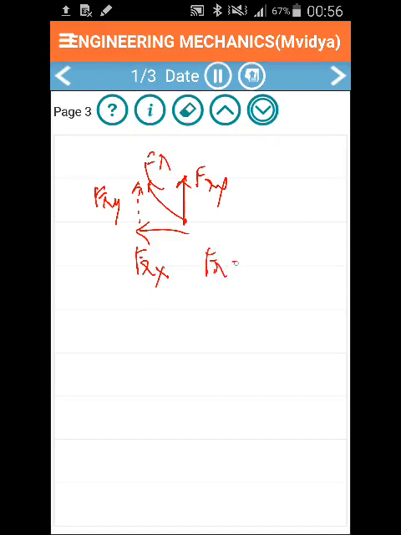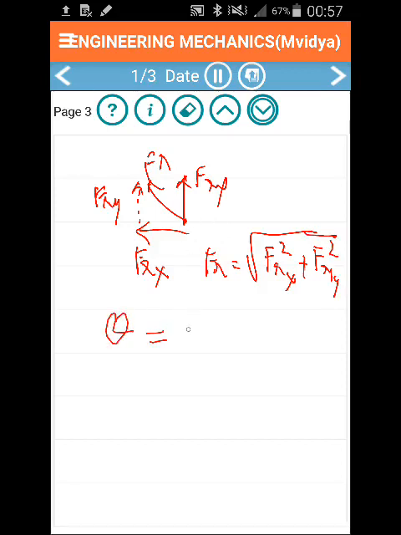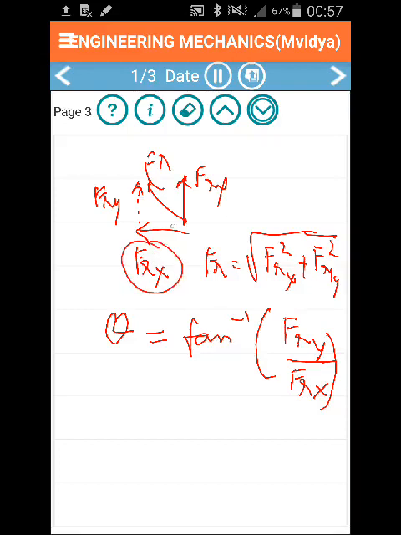The resultant force FR is equal to the root of x component squared plus y component squared, and the angle which it makes with the positive x axis will be θ equal to tan inverse of FRy upon FRx. Now this θ could be greater than 90, could be greater than 180, depending on which quadrant it is, depending on whether your individual component FRx or FRy is positive or negative.